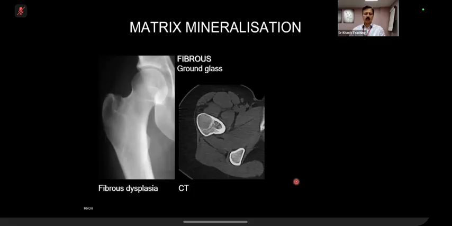And you already know, we have covered it, that fibrous dysplasia can have ground glass matrix. But please remember that fibrous dysplasia, according to the stage of the disease, might be lytic, like this, or might be sclerotic.